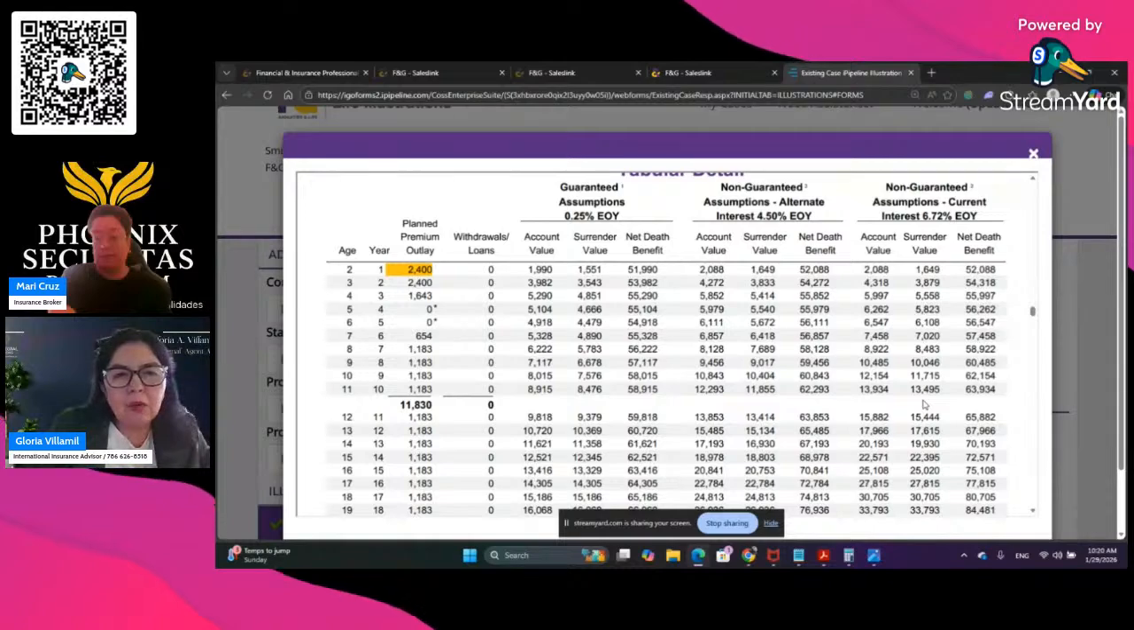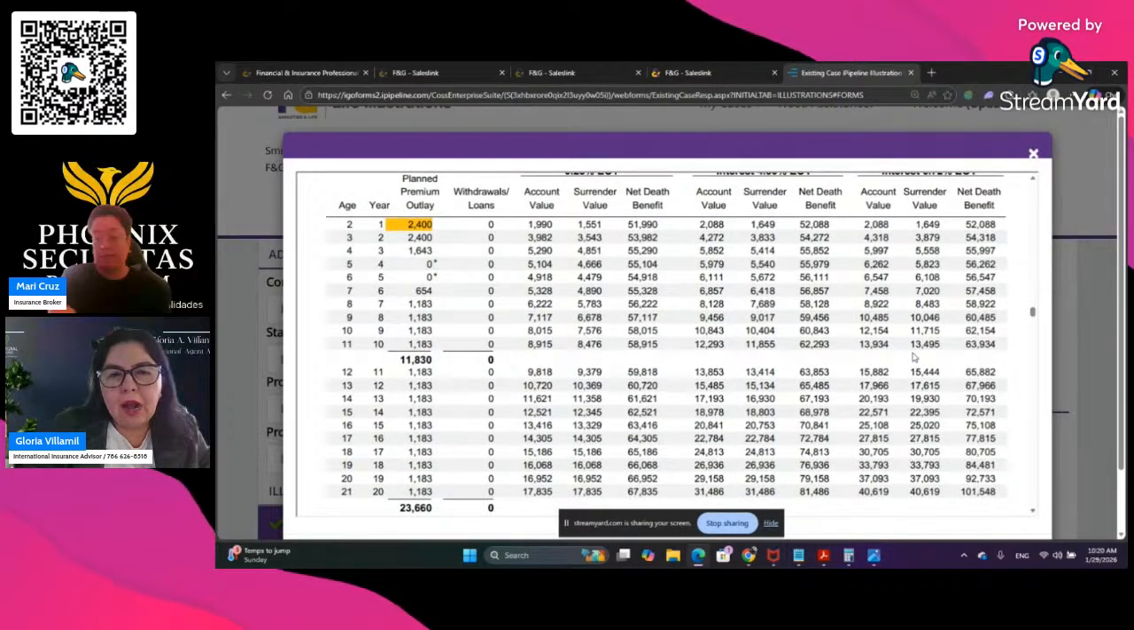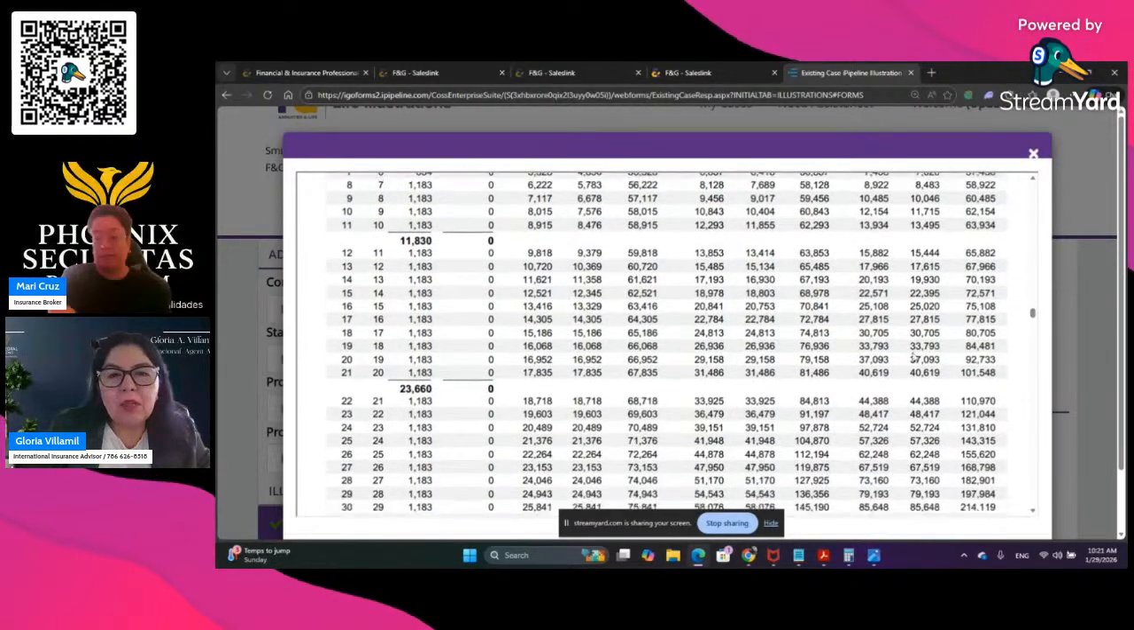But with this illustration, we can see exactly that by year 10 of the program, you pay $11,000 total in premiums, and you already have $13,400 available in cash value. So guys, this is a program that can allow you to save money with a benefit, because at this moment this person has $63,000 as a benefit for life and death. Exactly, it's amazing what this can do.